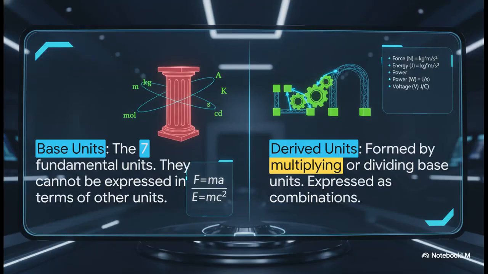So this naturally splits all of our units into 2 groups. You've got your base units, those are the fundamental 7 we just looked at. Think of them like the primary colors or basic ingredients. They can't be broken down any further.